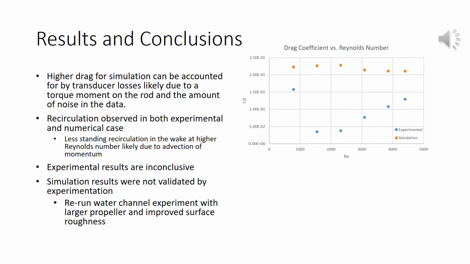Higher drag was seen in the simulation. This is likely due to transducer losses in the water channel from the torque moment on the rod and the amount of noise in the data. Recirculation, as said before, was seen in both the experimental and numerical case, but the standing recirculation in the wake at higher Reynolds number is likely due to advection momentum.